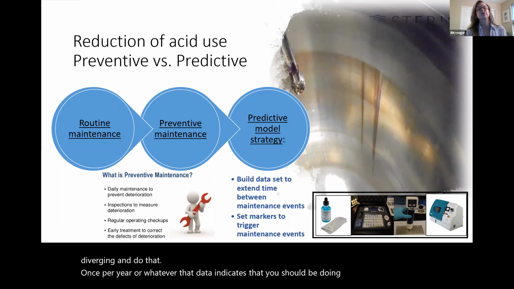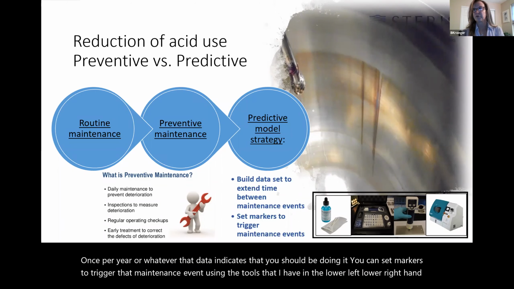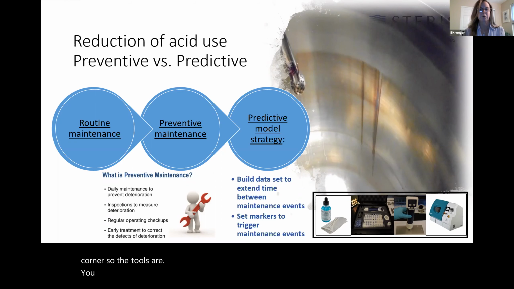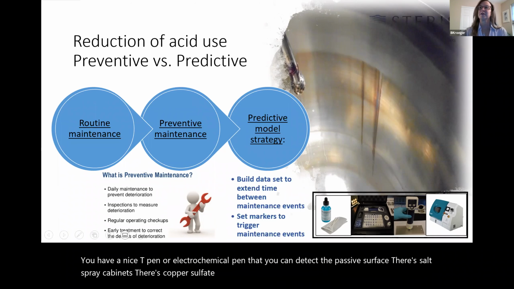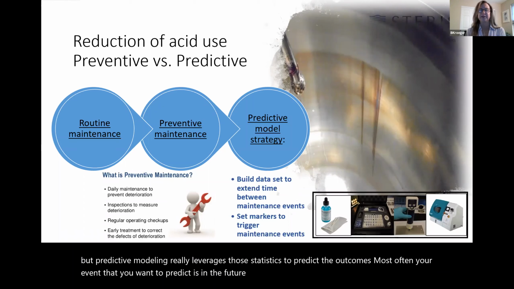You can set markers to trigger that maintenance event using the tools that I have in the lower right hand corner. So the tools are: you have an EC pin, or electrochemical pin, that you can use to detect the passive surface. There are salt spray cabinets, and there are copper sulfate tests. There are a lot of different methodologies out there, but predictive modeling really leverages those statistics to predict the outcomes. Most often the event that you want to predict is in the future, so predictive modeling can be applied to any type of unknown event.